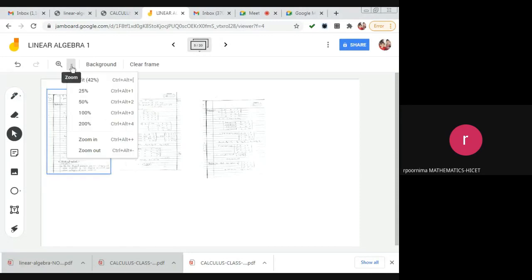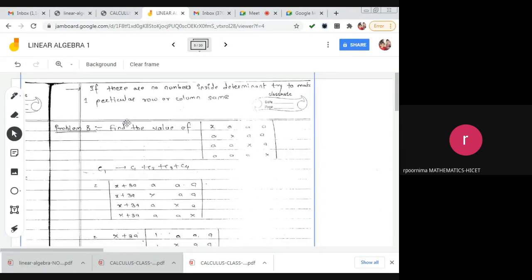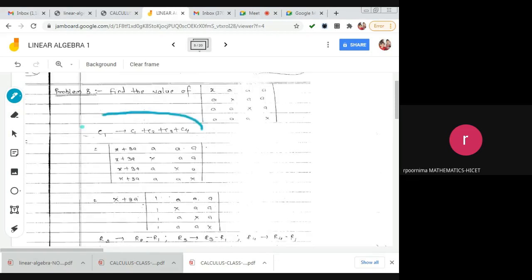So, the next. Find the value of the determinant. This is a 4 by 4 matrix determinant. The first row is x a a a, then similarly a x a a, then a a x a, then a a a x. Okay, so you apply that row column operation.